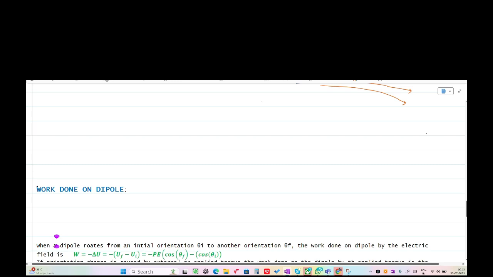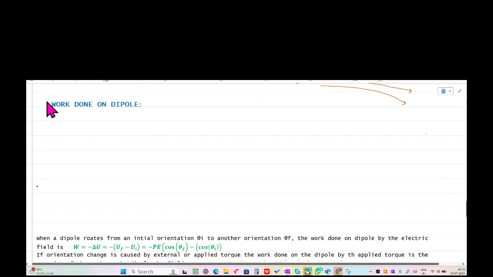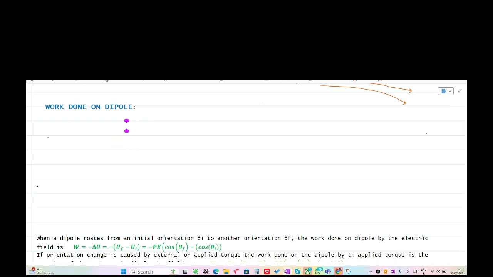So now coming to work done. Work done on the dipole. Work done means force into dr, which is equal to tau into d theta, I will take. Because in an electric field, I will consider a uniform electric field. It is easy to understand.